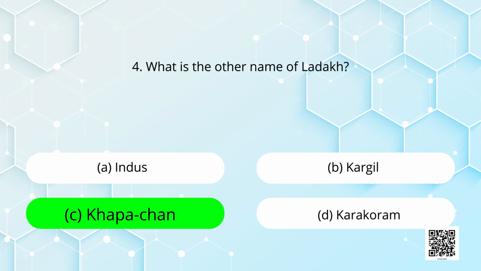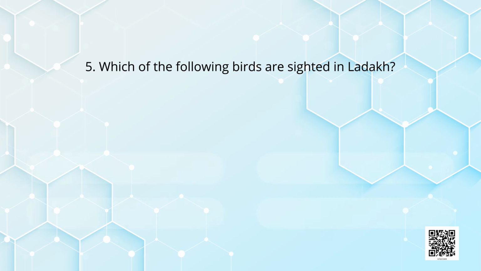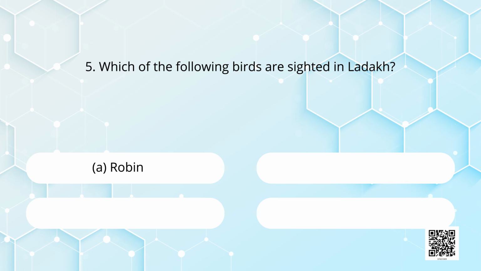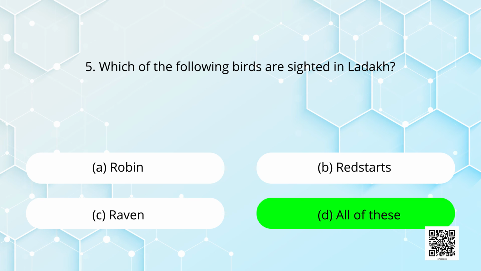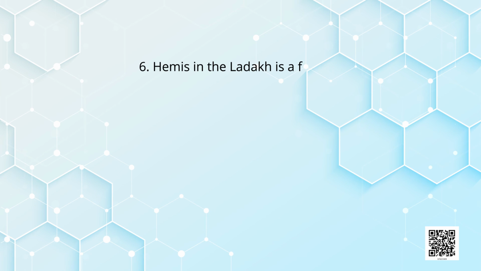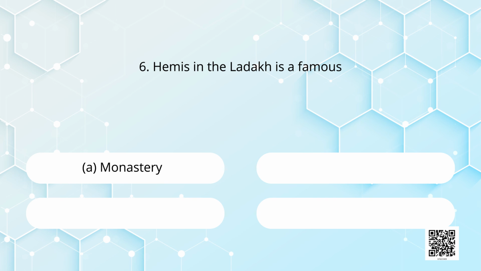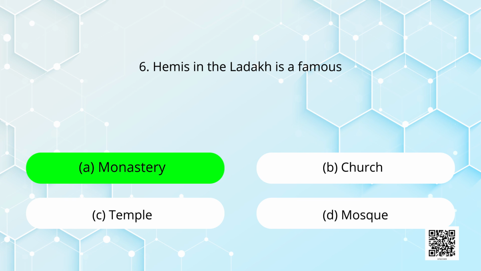It is Khapachan. Which of the following birds are sighted in Ladakh? Robin, redstarts, raven or all of these? Yes, all these birds are sighted in Ladakh. Hemis in Ladakh is a famous monastery, church, temple or mosque? Hemis in Ladakh is a famous monastery.